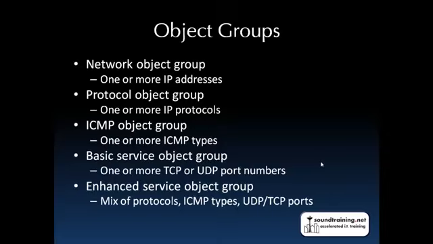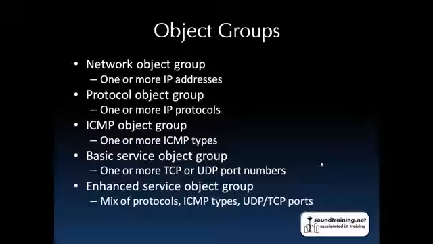Here we can use object groups, which is a lot like in managing user accounts, how you manage users in groups. You put users in groups and then you apply permissions just once to the group instead of multiple times to each individual user. Same sort of thing here, except that instead of dealing with user accounts, we're dealing with different elements. For example, a network object group is one or more IP addresses. Could be a full network, could be a subnet, could be an individual host.